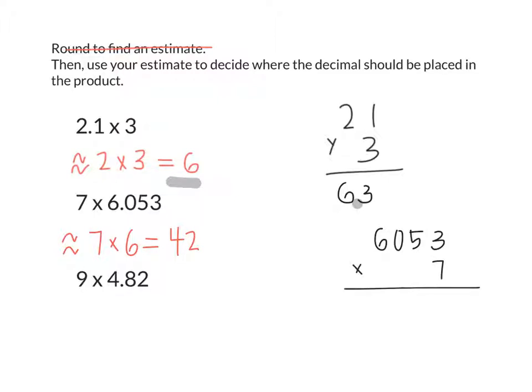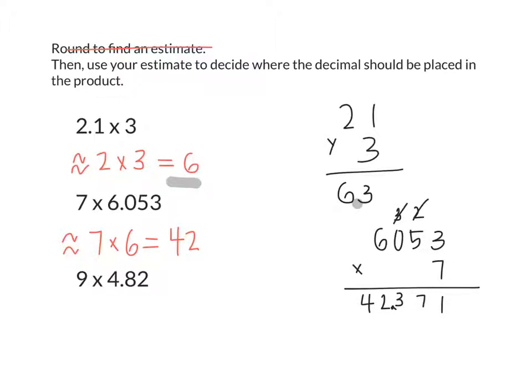Okay, let's multiply. What's 7 times 3? 21. I record the 1 and I put the 2 on top. I regroup the 2. Yes? Because they're in the tens. What's 7 times 5? 35. Plus 2? 37. Good. What's 7 times 0? 0. Plus 3? 3. What's 7 times 6? 42. Okay, so I have 4, 2, 3, 7, 1. Because my estimate said that my answer should be close to 42, where should I put the decimal point? Here? No. Here? No. Here? No. Here? Yes. Good.